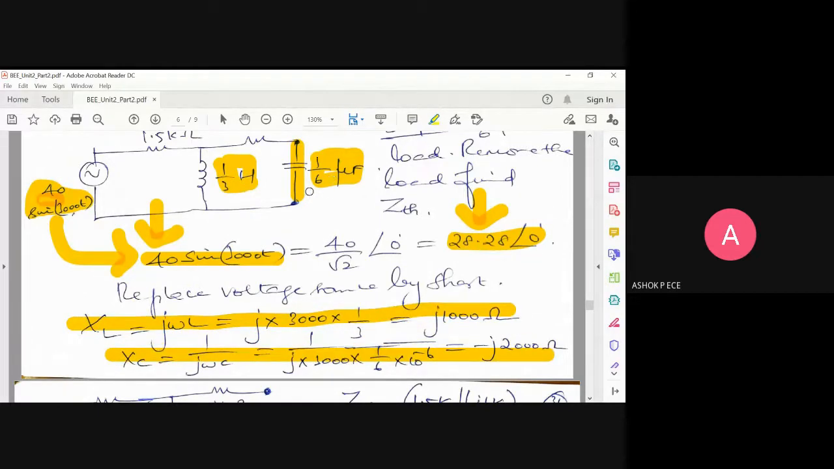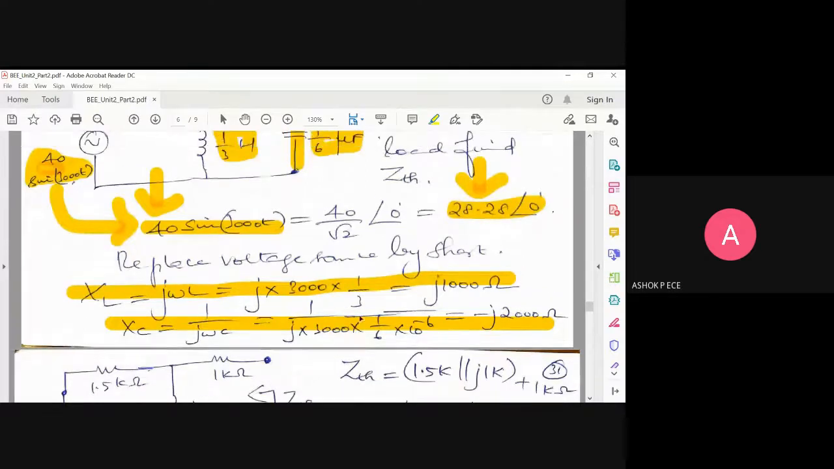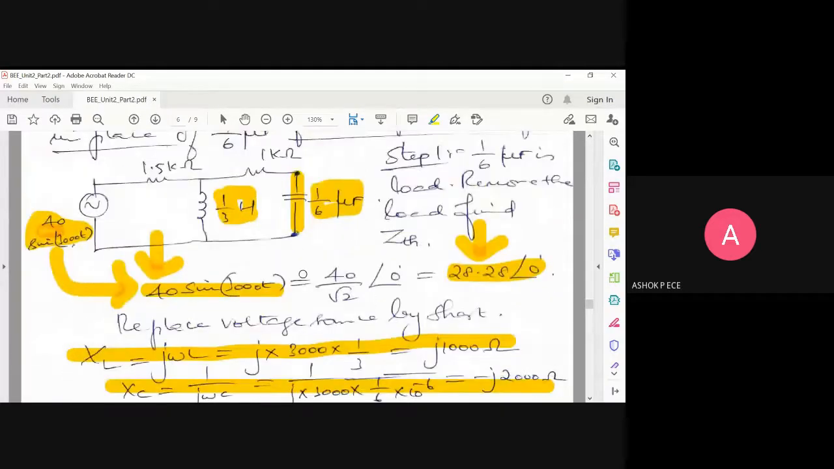You have to find the reactance offered by the inductor. That only will be used in all our calculations. So XL and XC, I am finding it out. XC is not required because we are going to remove it anyway. So XL you have to find.